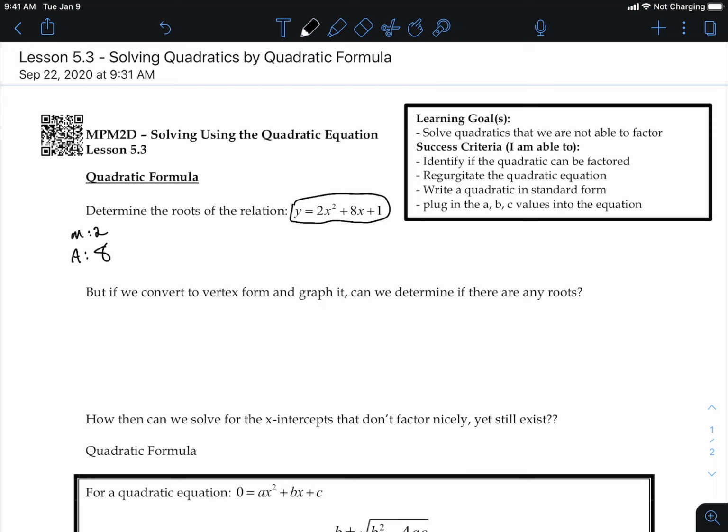What are the factors of 2? 1 and 2. That's it. Are those ever going to add to 8? So I don't know what world you're living in. 1 and 2 don't add to 8 in my world. Not even close. So we're stuck. We can't do anything.